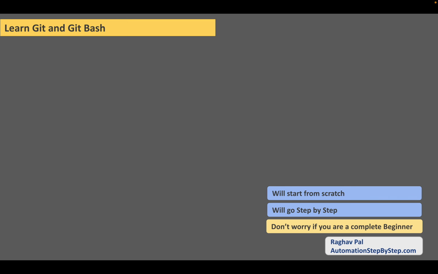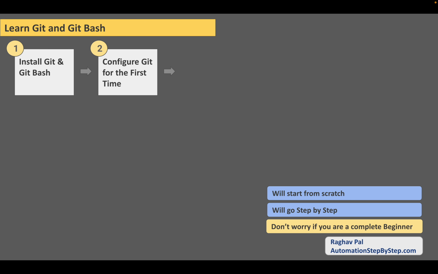So let's get started, and first let us see the topics we are going to cover. We will first start by installing Git and Git Bash, and then we will configure Git for the first time. So when we use Git for the first time, we set our username, email, etc. So we will do that, and then we will create a local Git repository.